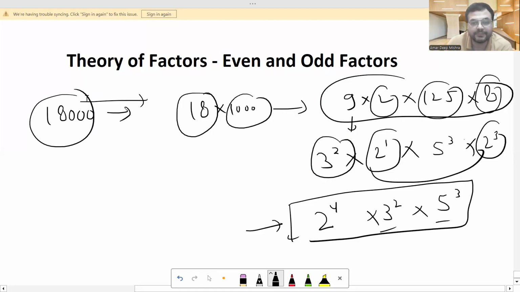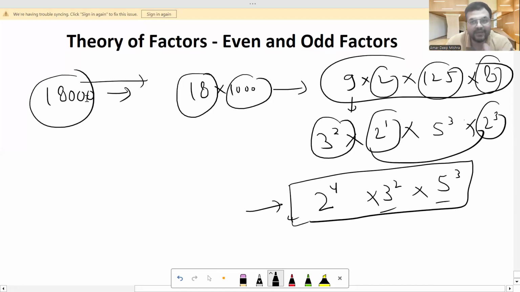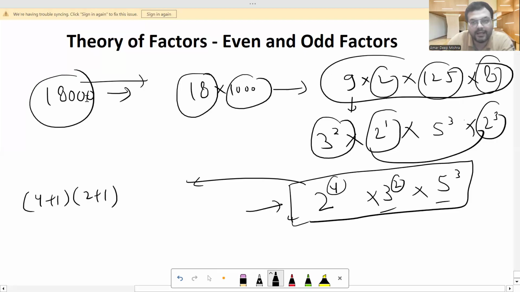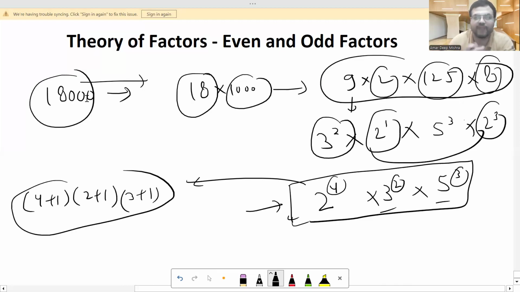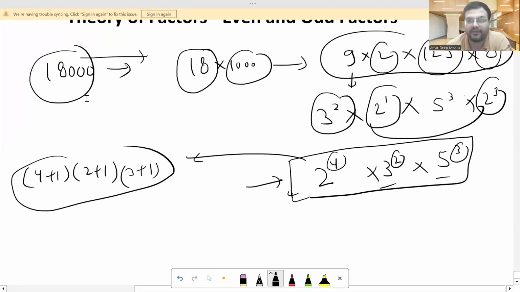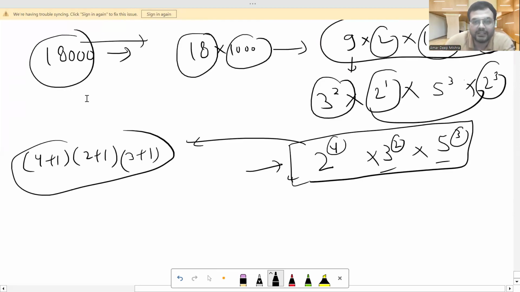Now see, when you had seen how to find out the total number of factors, you saw that you take the power of 2, that is 4, in the first bracket, like 4 plus 1. In the second bracket, you take the power of 3, which is 2 plus 1. And in the third bracket, you take the power of 5, that is 3 plus 1. This is how we used to calculate the total number of factors. But this case is quite different. Here, let's find out the total number of odd factors.